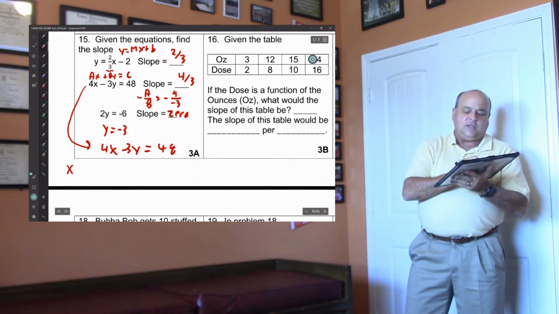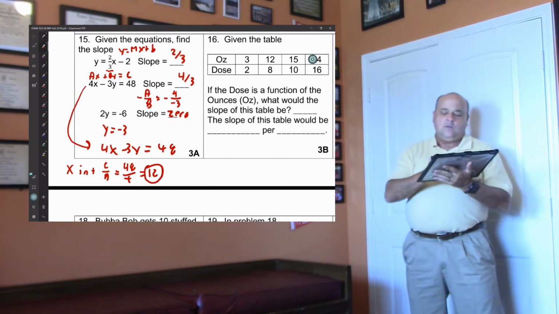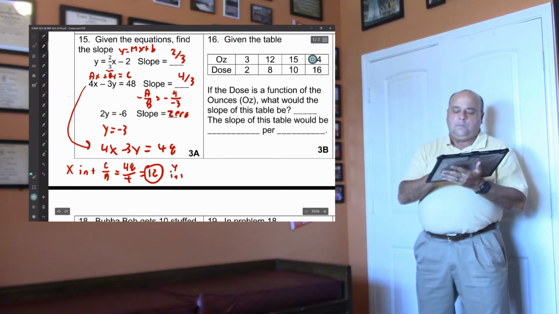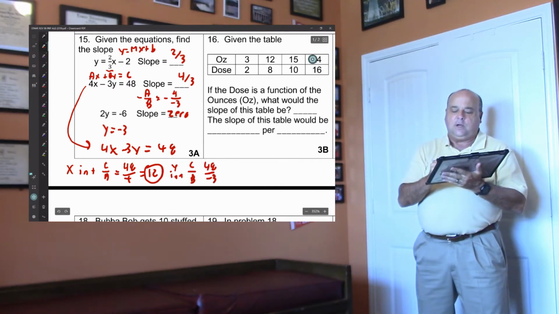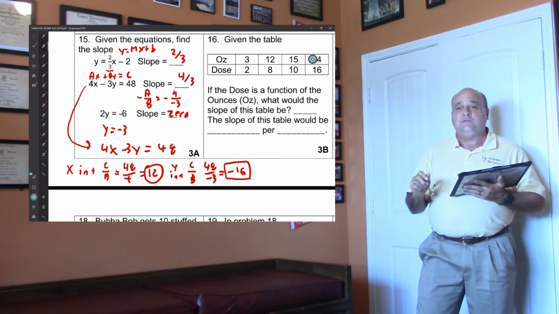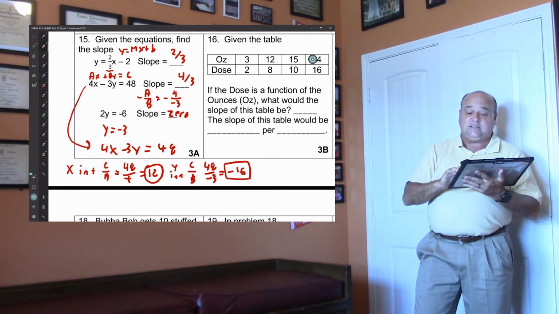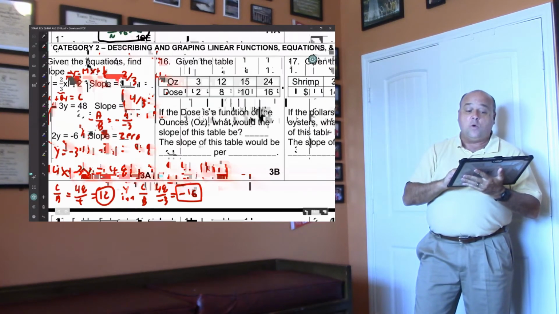The x-intercept is c over a, which will be 48 over 4, which is going to be 12. Make sure you can get these intercepts. The y-intercept would be c over b, which would be 48 over negative 3, which would be negative 16, right? Make sure you can get your x and y intercepts from standard form. It's not on the formula chart, one of those tricks. That's Mr. Toops teaching with more power.